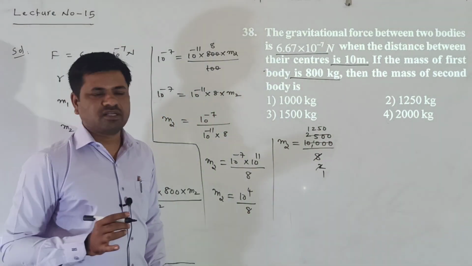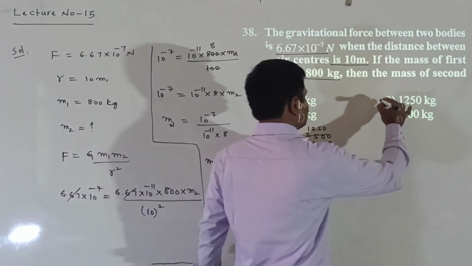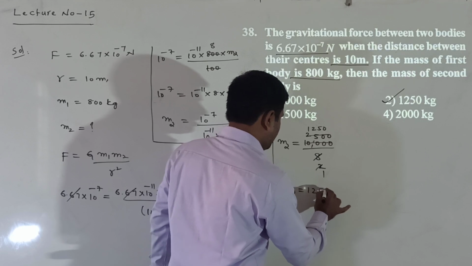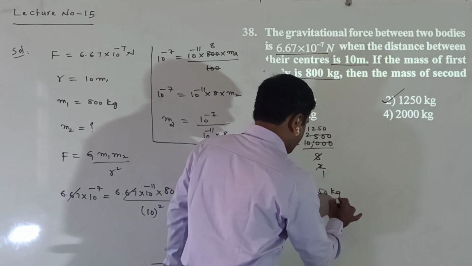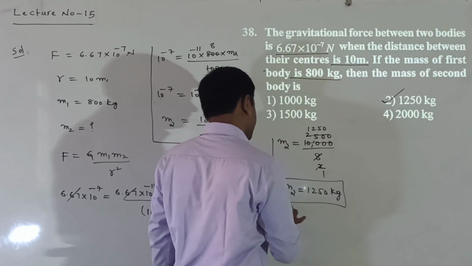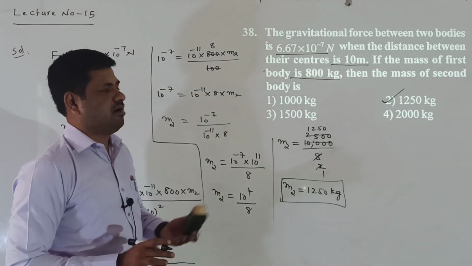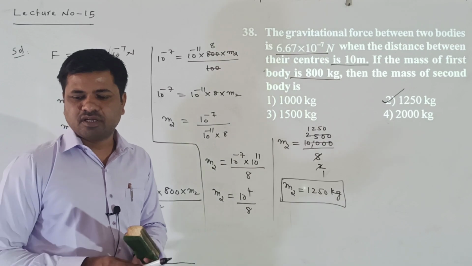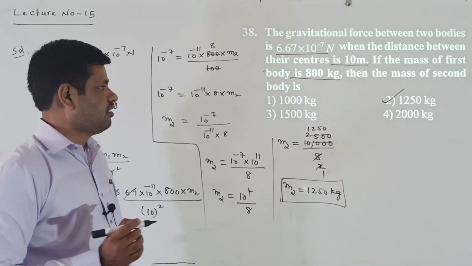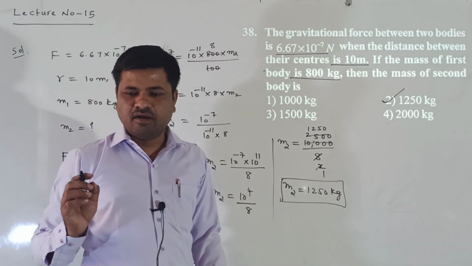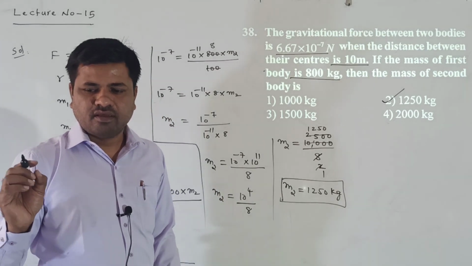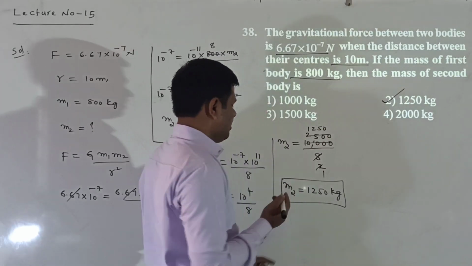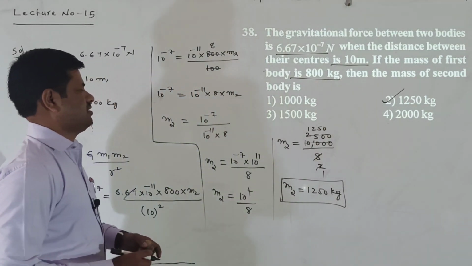Which option is correct here? The second option is correct. M2 is equal to how much are we getting? 1250 kg. 1250 kg means the second option is correct. The second option is 1250 kg. That is the second option we are getting here. M2 is equal to 1250 kg.